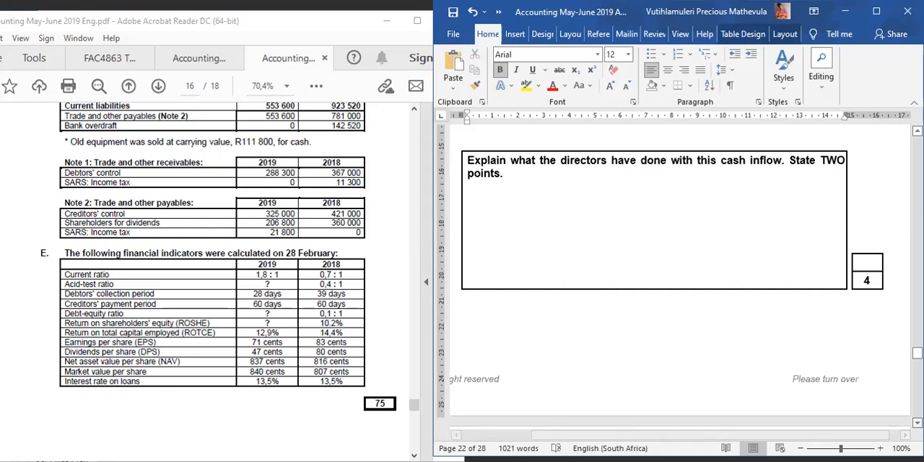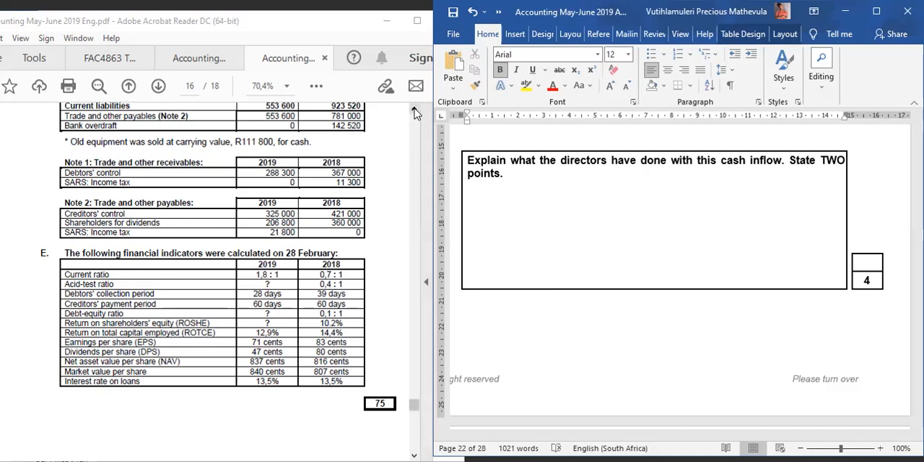Explain what the directors have done with this cash flow. Say 2 points. You have to check the cash inflow that came into the business in terms of the loan and the issue of shares, and what they did with it. Here you're going to look at whether they bought new assets, or whether they issued more dividends this year. So you have to check the cash flows.